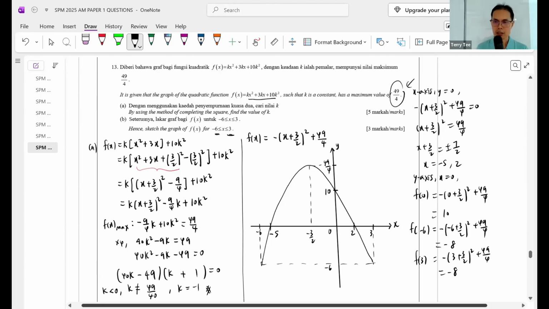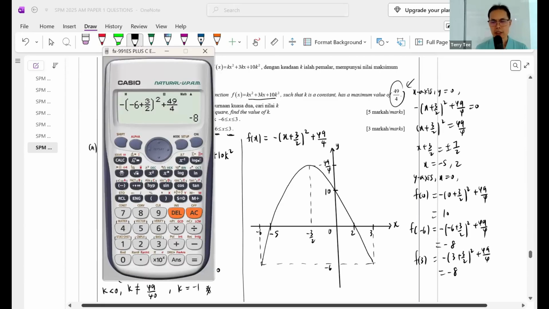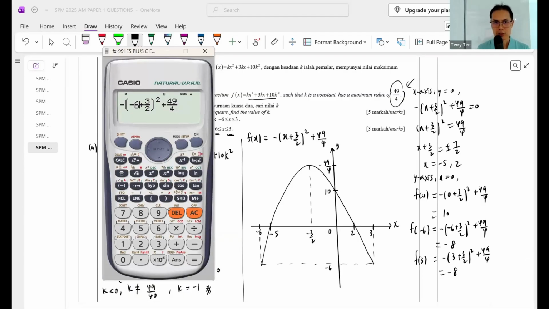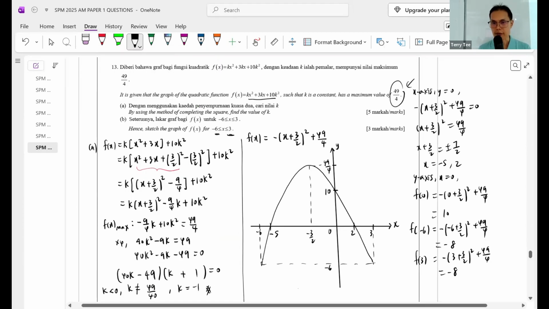Sorry, that count only negative 6 or negative 8? Negative 6. No, if you put negative 6, you will get negative 8. If you put 3, you're still going to get negative 8. Right, I wrote it wrongly. Negative 6, negative 8. Yes, negative 8. Thank you. So, guys, do you need to find the range? No. So, my graph is done. It's complete. Okay.